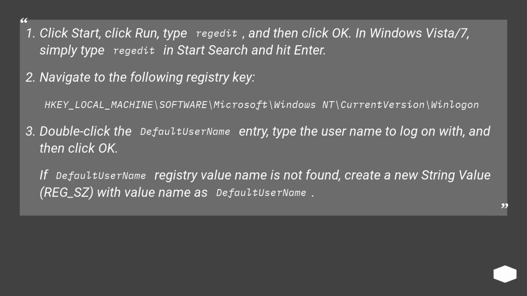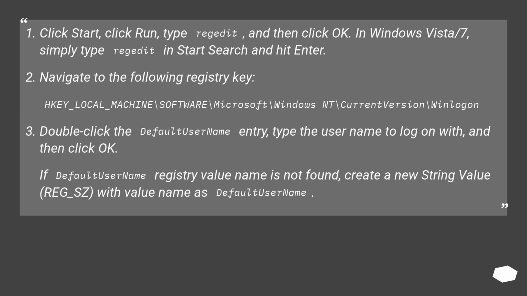Click Start, click Run, type Regedit, and then click OK. In Windows Vista/7, simply type Regedit in Start Search and hit Enter. Navigate to the following registry key: HKEY_LOCAL_MACHINE\SOFTWARE\Microsoft\Windows NT\CurrentVersion\Winlogon.